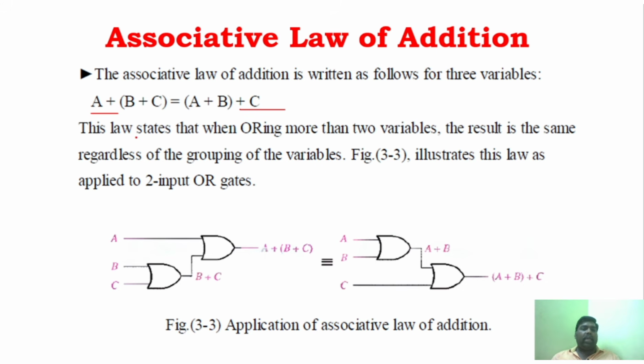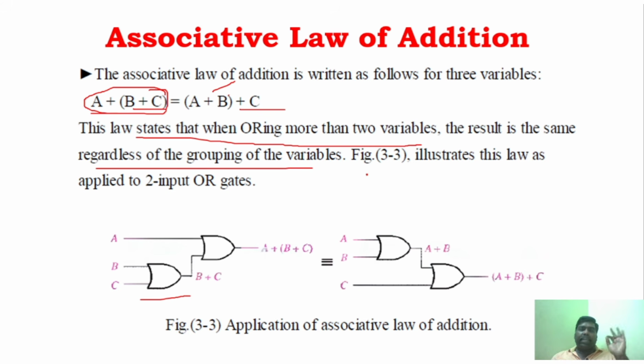You can see here, the law states that when ORing more than two variables, the result is the same regardless of grouping the variables. And you know how to implement this using gates. B plus C is represented by an OR gate, and then that output is given here as an input, giving A plus B plus C. Similarly, that is equivalent to A plus B, the first expression, which is then ORed with C.